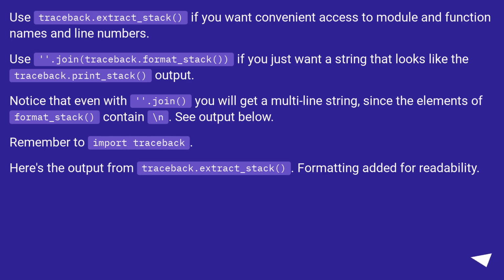Use traceback.extract_stack if you want convenient access to module and function names and line numbers. Use .join with traceback.format_stack if you just want a string that looks like the traceback.print_stack output. Notice that even with .join you will get a multiline string, since the elements of format_stack contain \n. See output below. Remember to import traceback.